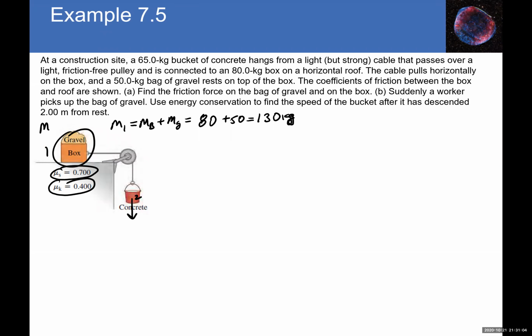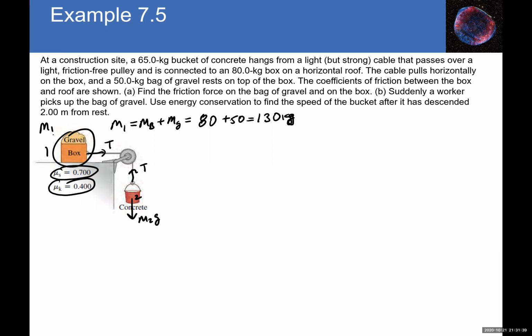And the question here is this. I have m2 g pulling it down, and there's obviously the tension, and the same tension acting on m1, my mass 1, which is the combination of the gravel and the box. The question is, will the tension be strong enough to pull the gravel? So I want to calculate that first.